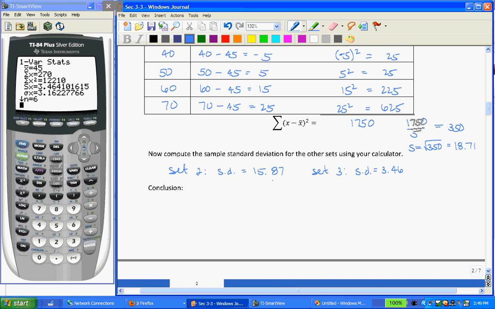Look at set 3. That's where all the data values were concentrated together. Look at how small the standard deviation is. So that lets us know that those points are concentrated and centered closer around the mean compared to set 2 or set 1. So that's the information we get from standard deviation. It helps us in addition to learning about the mean.